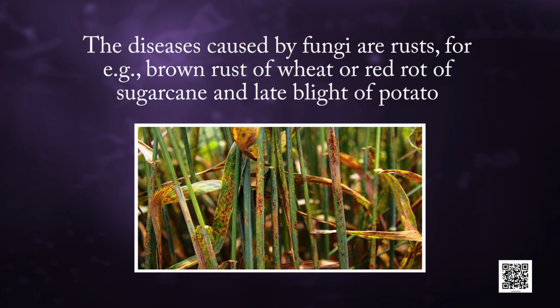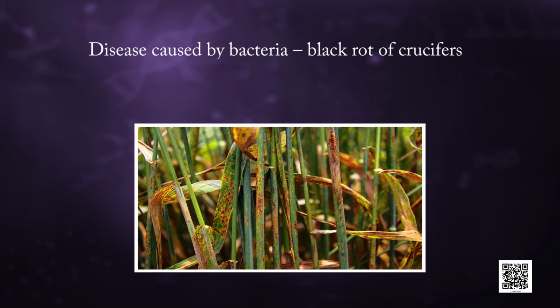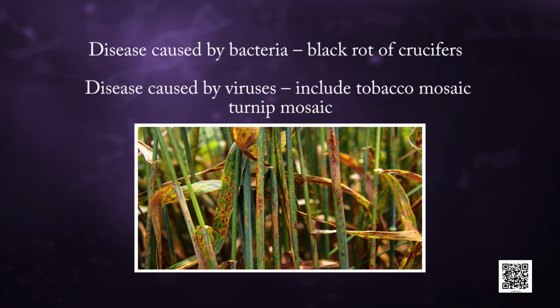Students, some of the diseases caused by fungi are rusts, for example, brown rust of wheat, red rot of sugarcane and late blight of potato. Similarly, a disease caused by bacteria is black rot of crucifers, and diseases caused by viruses are tobacco mosaic or turnip mosaic. Let us discuss methods of breeding for disease resistant crops.